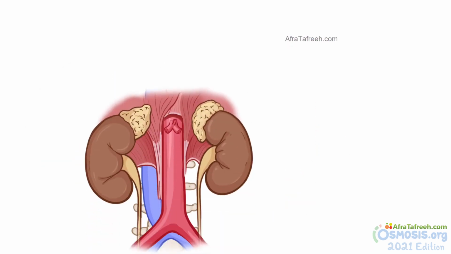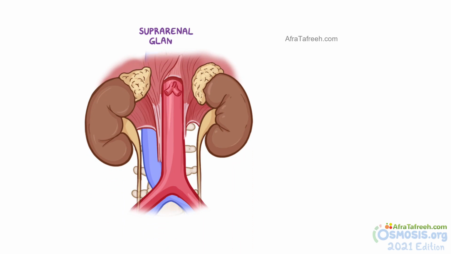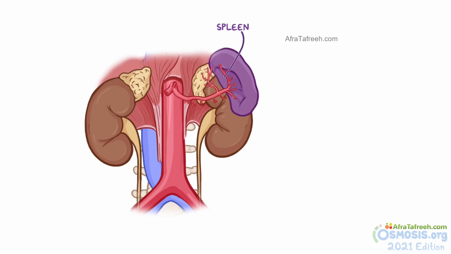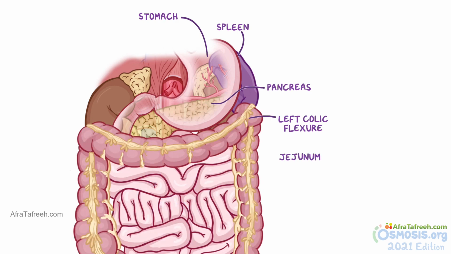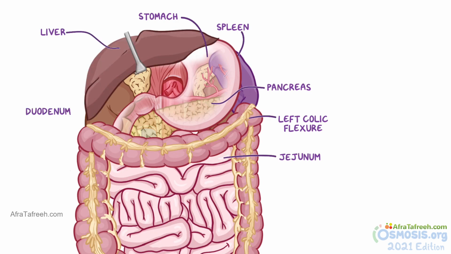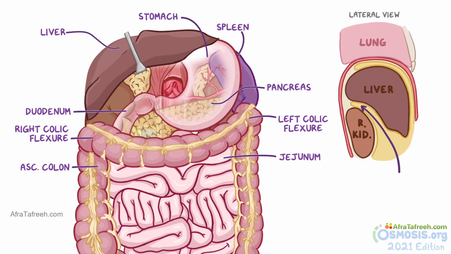Now, positioned superior to both kidneys are the suprarenal glands, but they also have a number of different relationships with surrounding organs. Anterior to the left kidney are the spleen, stomach, pancreas, left colic flexure, and jejunum, while the liver, duodenum, right colic flexure, and ascending colon lie anterior to the right kidney. The right kidney and liver are separated by the hepatorenal recess, also known as Morison's pouch.